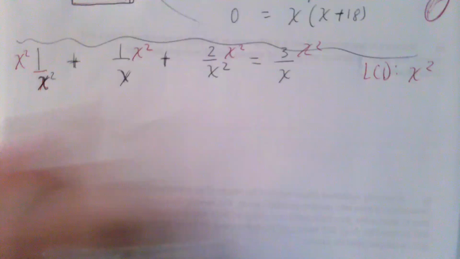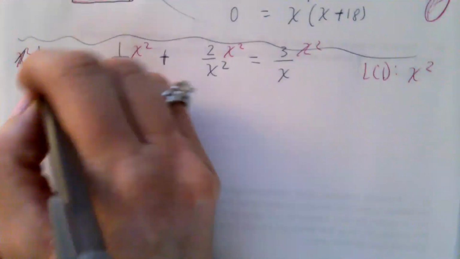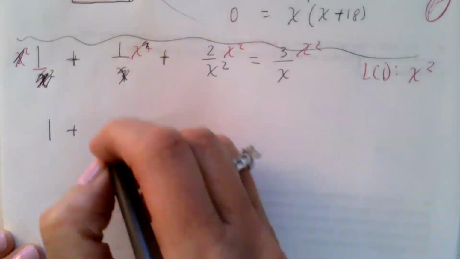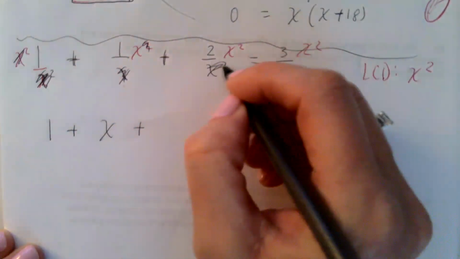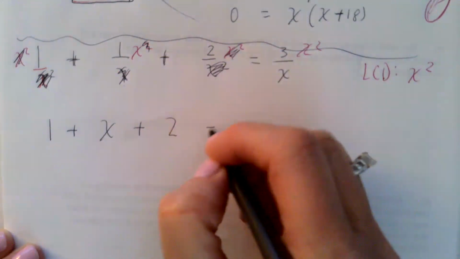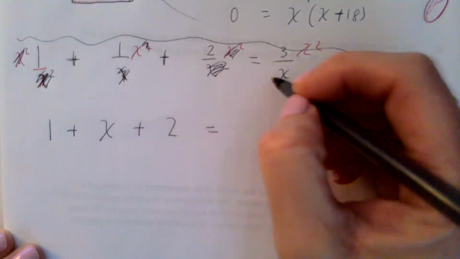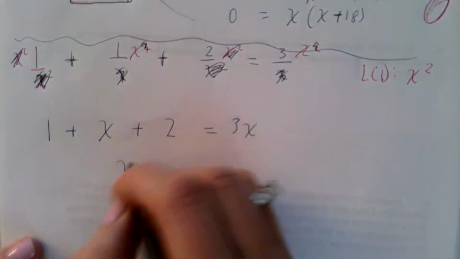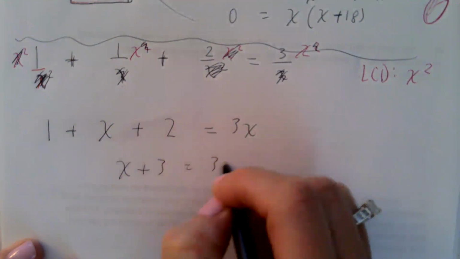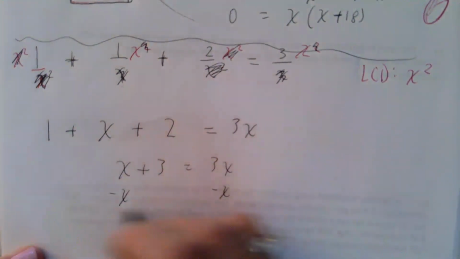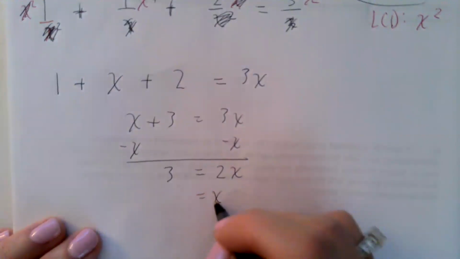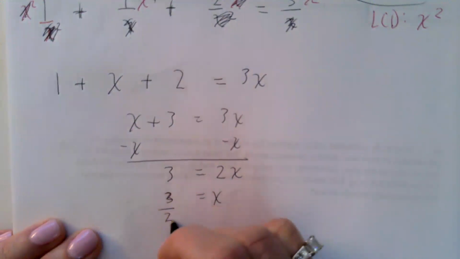we can then cancel out our fractions, our denominators. So we're left with 1 plus x. X cancels with one of the x's here. So we're left with x plus x squared cancels. So we're left with 2 equals 1x. This x cancels with 1x here with 3x. So we have x plus 3 equals 3x. Subtracting an x, we have 3 equals 2x. And dividing by 2, we have x is 3 halves.